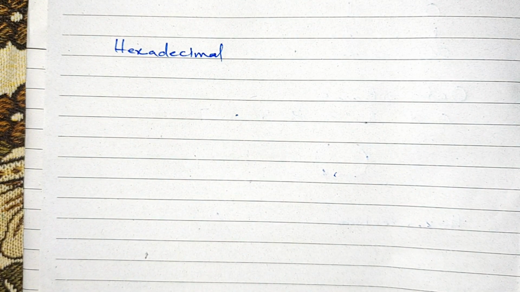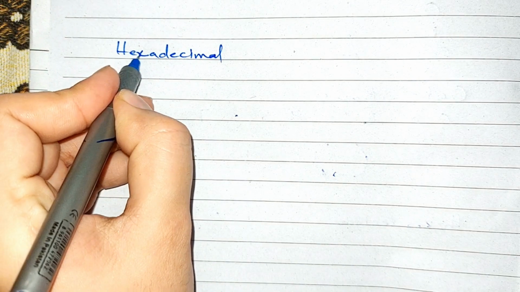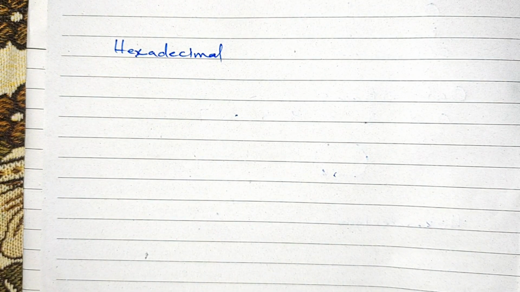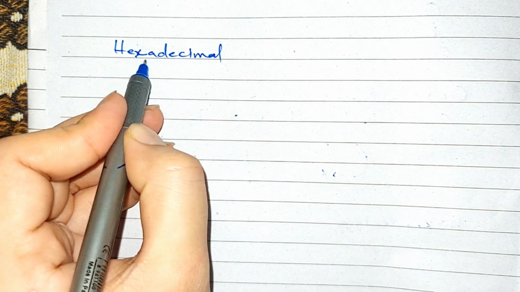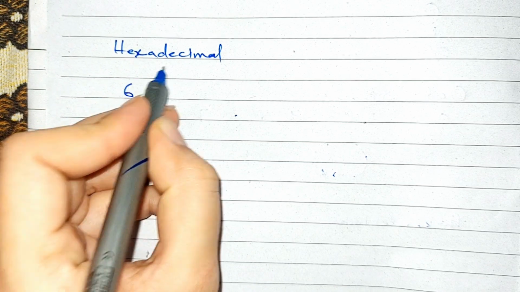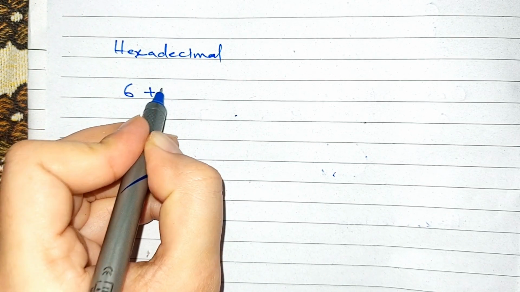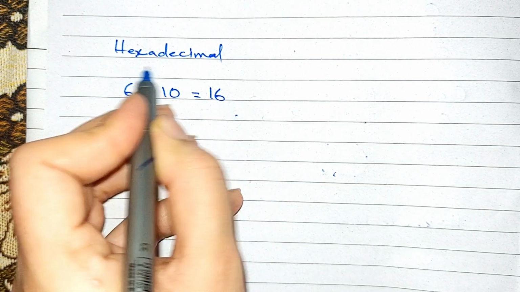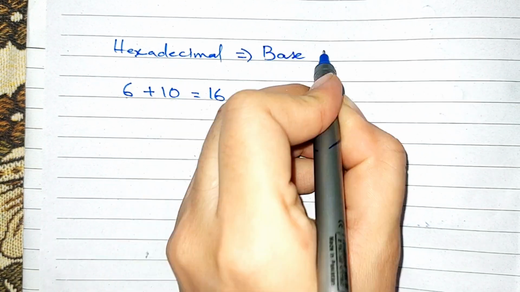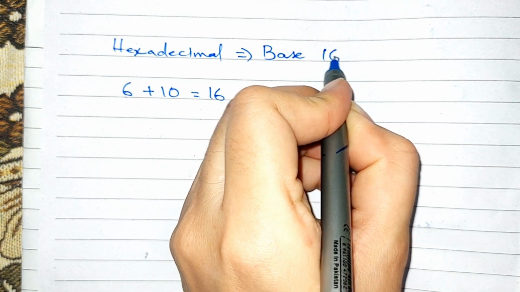Okay, the next type of system is hexadecimal. So what do you think when you hear hexadecimal? So here hexa represents a polygon which has 6 sides. And decimal, we know, consists of 10. So that means 6 plus 10 equals 16, and hexadecimal represents base 16.